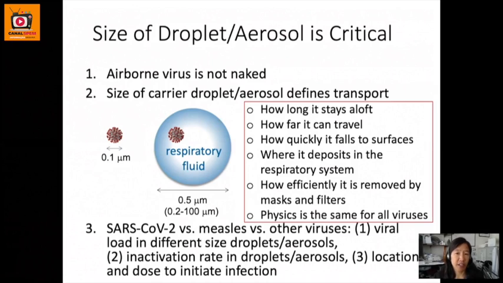And then it also depends on the location and the dose in the respiratory system of where this needs to initiate infection. So tuberculosis, for example, can only initiate infection deeper in the lungs. So there we're talking about aerosols that are smaller than 5 microns. One other factor is pre-existing immunity that's going to affect what we observe about the spread, the transmission of viruses in droplets and aerosols.